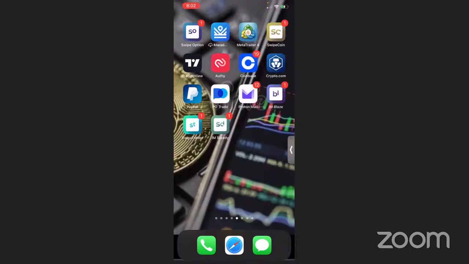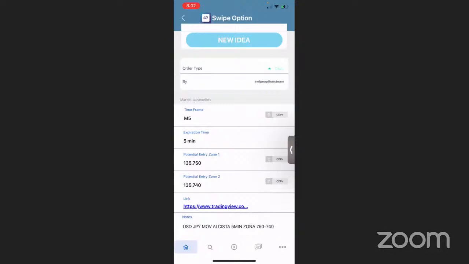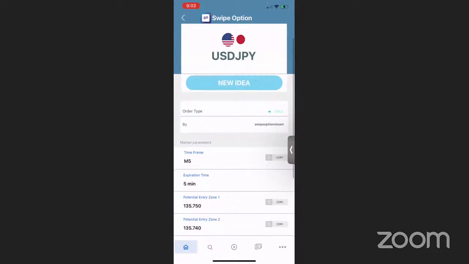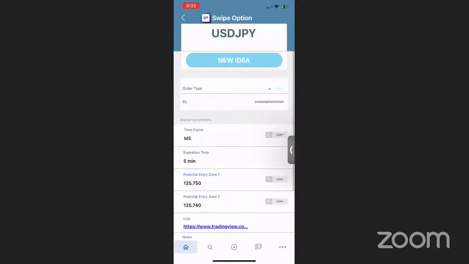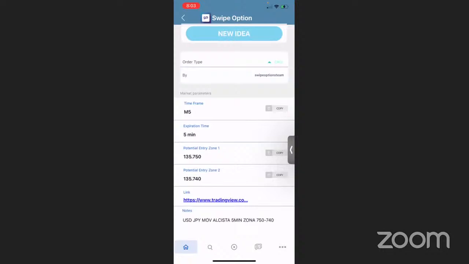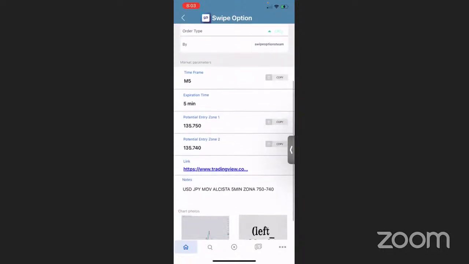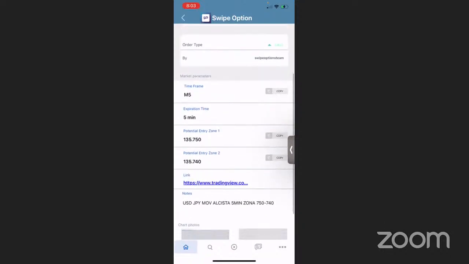Okay, so Swipe option. Yeah, so like you said, you get the idea, it's a call, and you're told it's a 5-minute trade by looking at the expiration time. So the zone could be anywhere between 750 and 740. And being a call, the lower the number, the better, because you want to buy low so you can make more profit, right? So if your number is like 745 and everything is pretty much aligning.